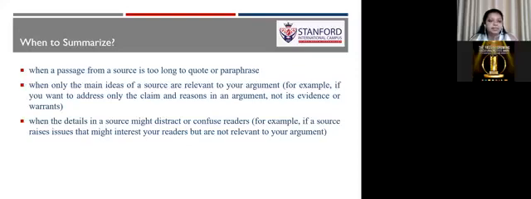one instance. Let's say when only the main ideas of a source are relevant to your argument. For example, if you want to address only the main claim, only the claim and reasons in an argument, not its evidence or warrants. Now sometimes when we are reading something, we are reading in order to get something else to support our argument.